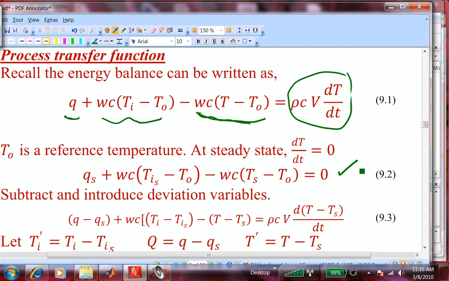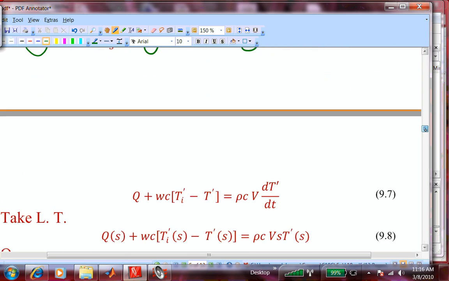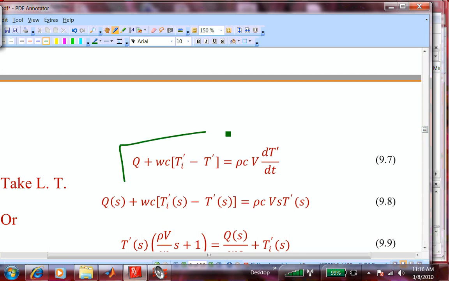So the steady state equation is given by this, where we set dT with respect to time equal to 0, and put the subscript S to indicate that it is a steady state. Then we introduce the deviation variable. Here I'm putting a prime to indicate it's not a derivative, but just a deviation variable from the steady state. And capital Q is a deviation variable in the heat flux. Subtract the steady state from the dynamic equation, and you get the following equation in terms of deviation variables.